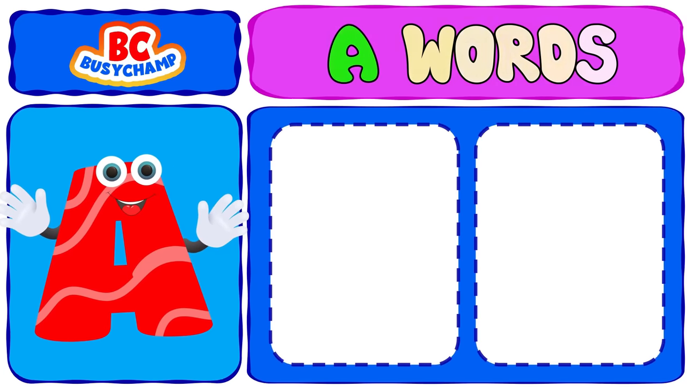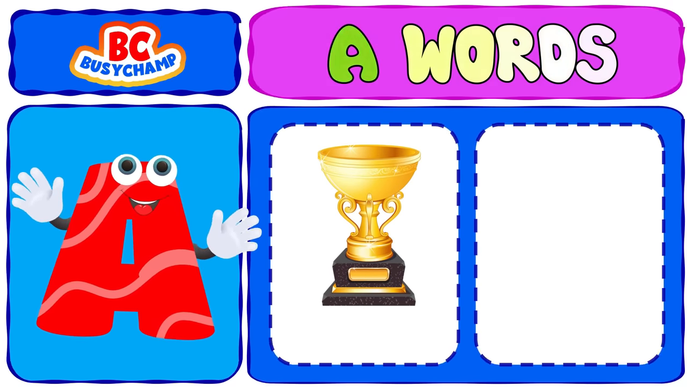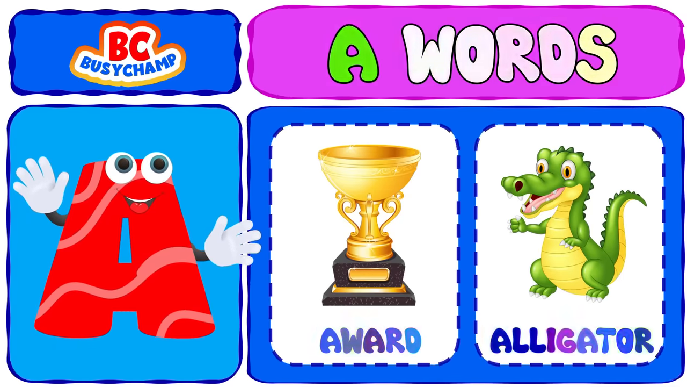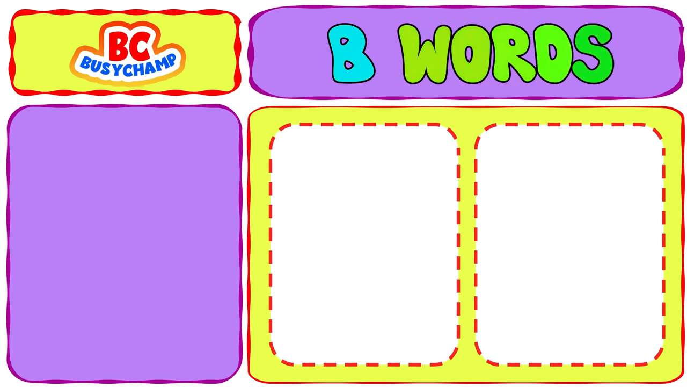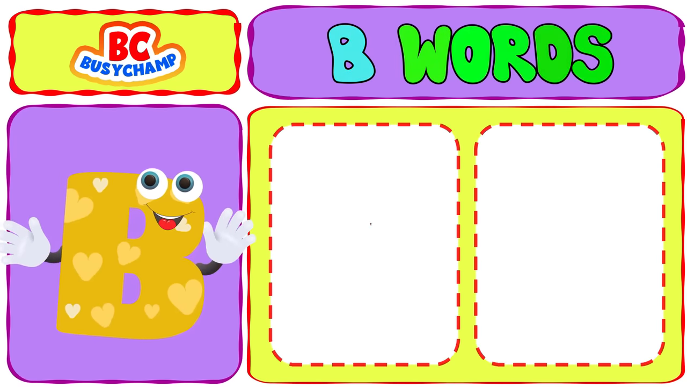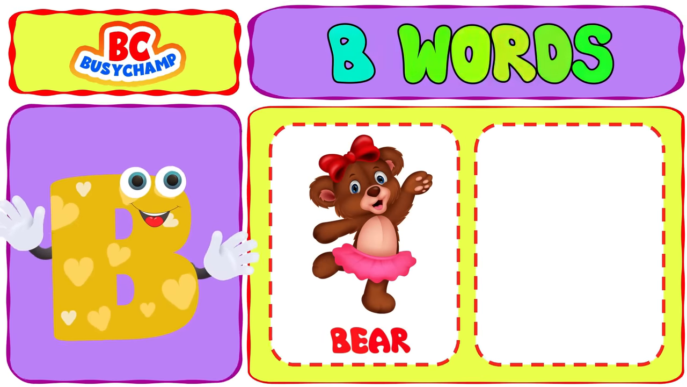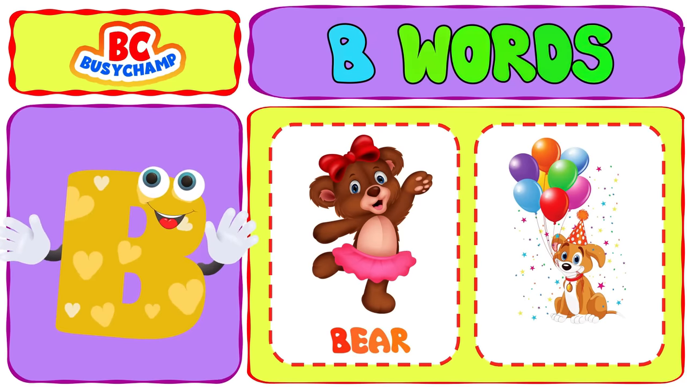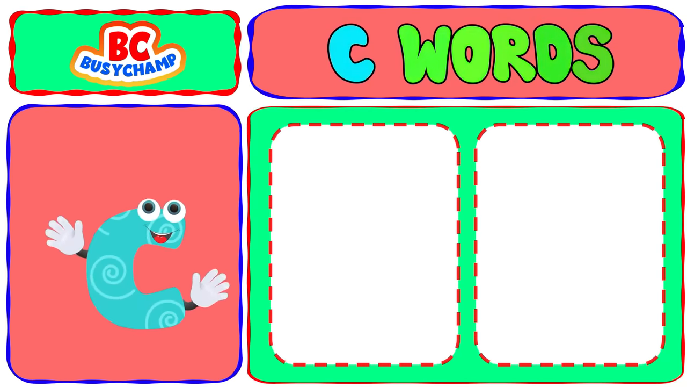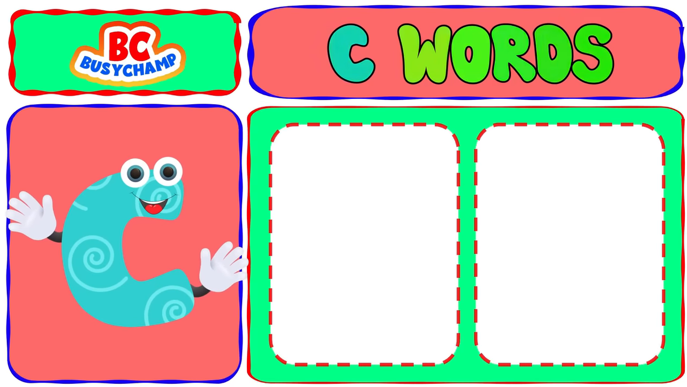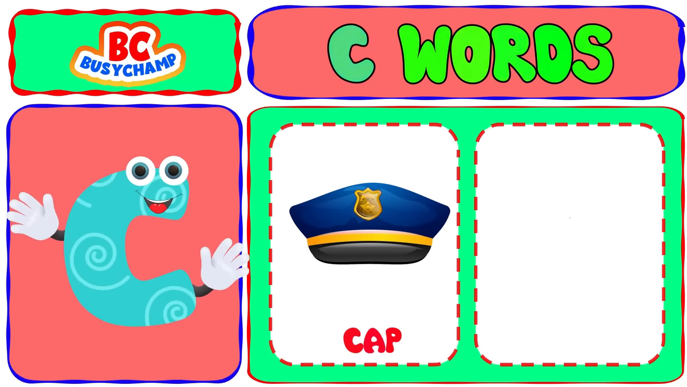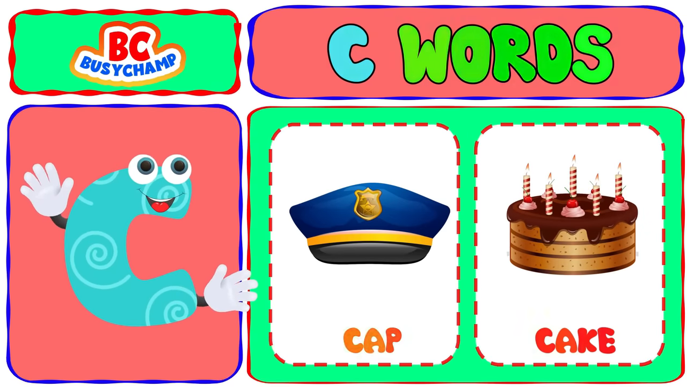This is A. This is a word. This is alligator. This is B. This is beer. This is balloon. This is C. This is cap. This is cake.